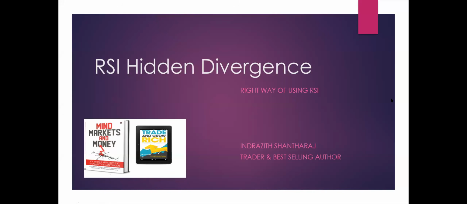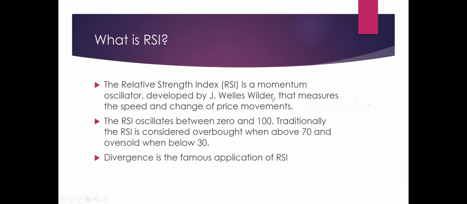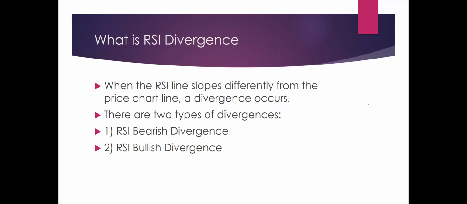Now, coming back to the RSI hidden divergence. So basically, what is RSI? RSI is a very famous momentum indicator developed by J. Wells Wilder, and people use this as a momentum oscillator. It plots a value between 0 to 100, and traditionally people use RSI in two different ways. One way is the overbought and oversold approach, and another way is using the divergences. So these are the two famous applications of RSI.